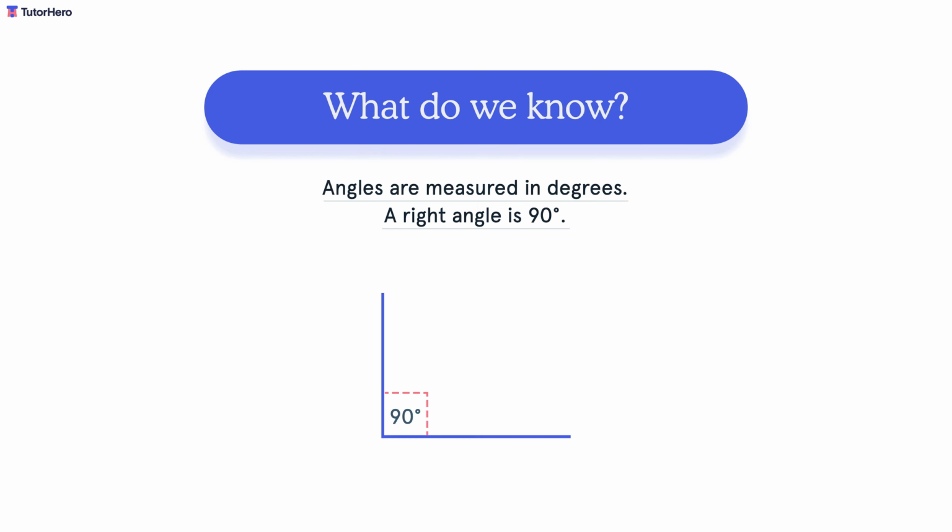So what do we know about angles? Well, angles are measured in degrees, and an angle that is 90 degrees is called a right angle. We need to know this to categorise other types of angles. Here we have a right angle where these perpendicular lines meet.